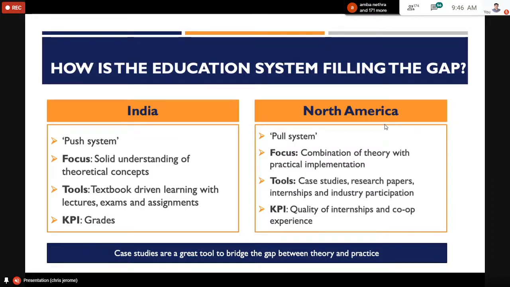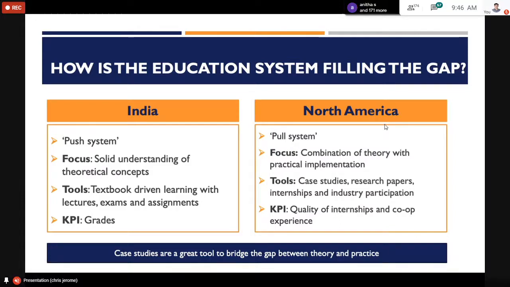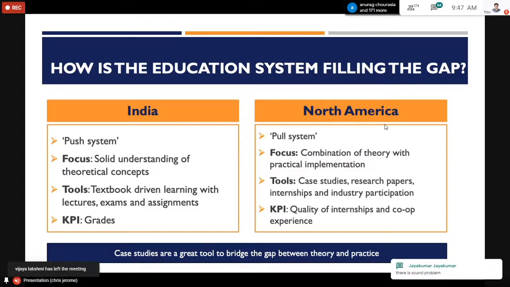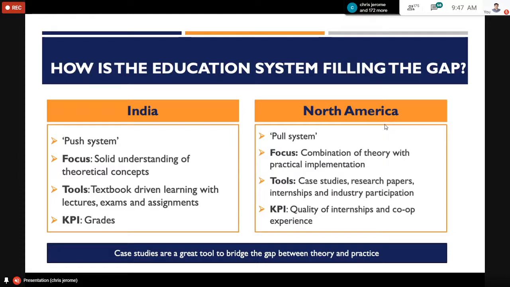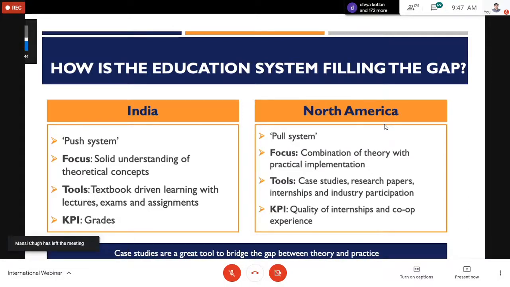Before we move further, I'd like to spend a few minutes just discussing my experience with the education system in India and in North America. Now in India, I believe we have a push-based system where the onus is on the teacher to have a structured curriculum and transfer knowledge. The tools that teachers use to instill knowledge are textbook-driven learning, lectures, exams, and assignments. And the focus is always a solid understanding of theoretical concepts. And success for a student is measured by their grades or their marks. I call this the KPI, the key performance indicator.